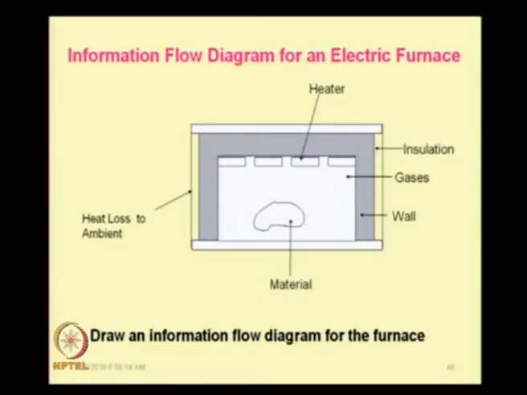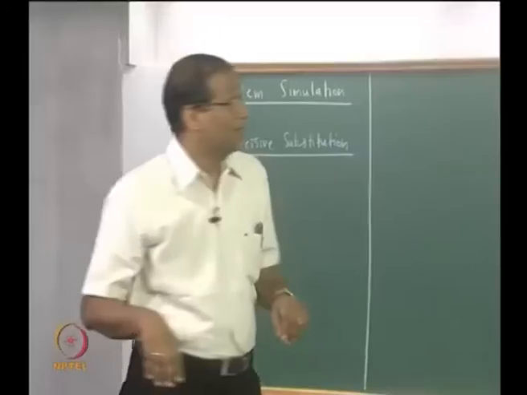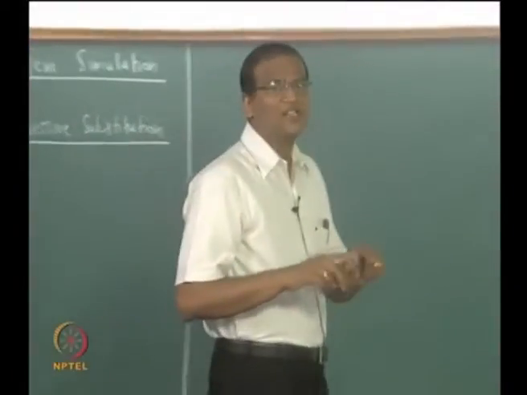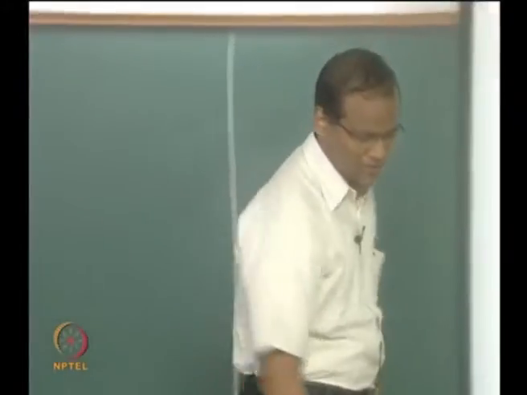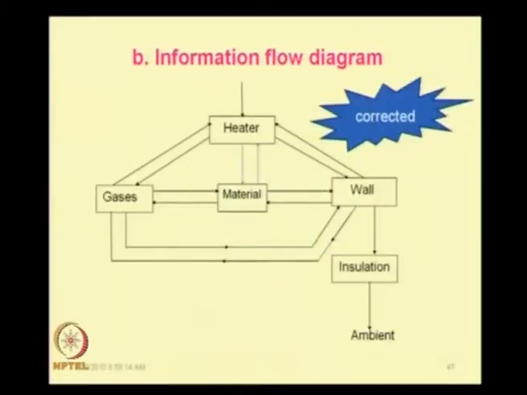Just identify the various blocks, various components of the system, and then using arrow marks I asked you to identify the heat transfer processes which are taking place. So there were some issues in yesterday's class, so we will correct it, we will have the corrected information flow diagram. Please let me know if this is fine. So I think there are two basic problems.